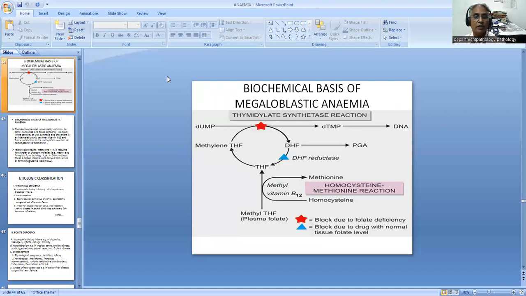What is the biochemical basis of megaloblastic anemia? There is a homocysteine-methionine reaction in which homocysteine, in the presence of B12, is converted into methionine, while plasma folate is methyl tetrahydrofolate. This by reduction is converted into dUMP, which is required for DNA synthesis. So a block in folate deficiency leads to defective DNA synthesis, while a block due to drugs with normal folate level is from tetrahydrofolate to dihydrofolate.